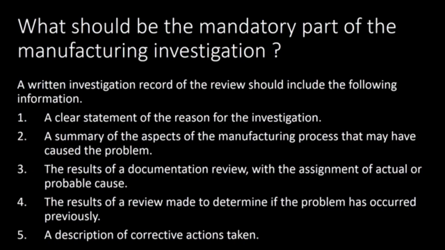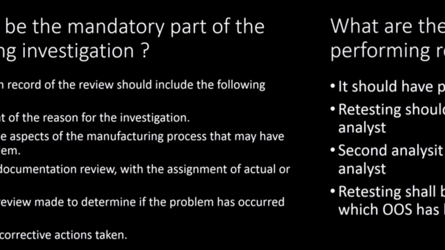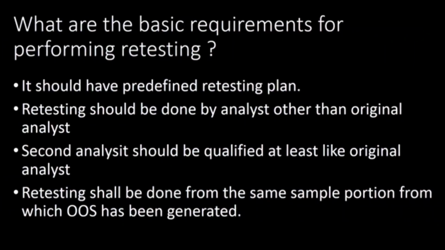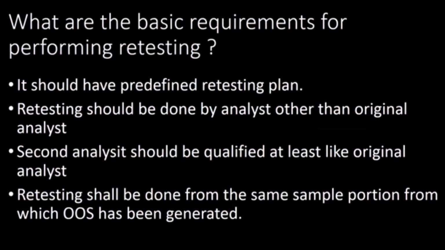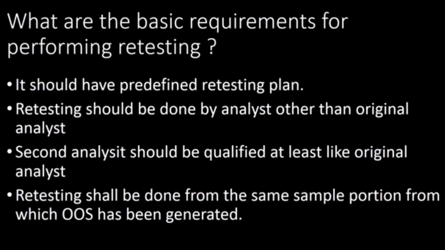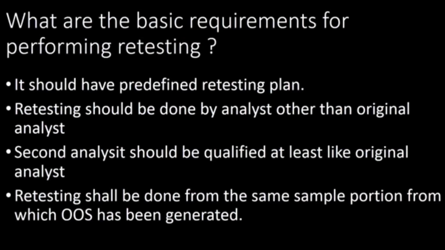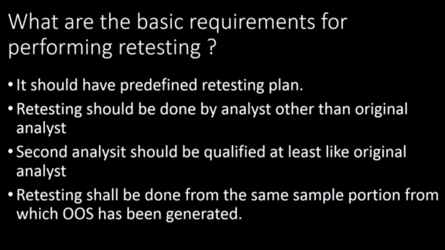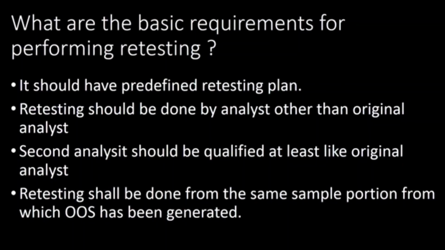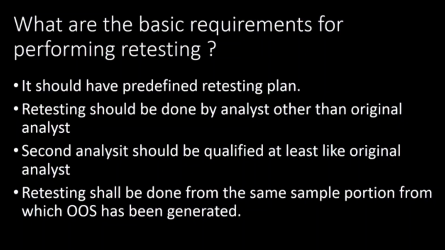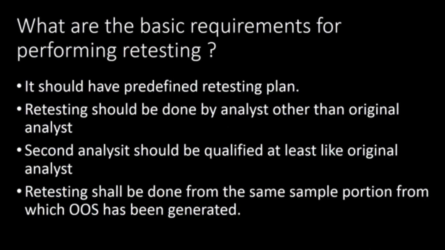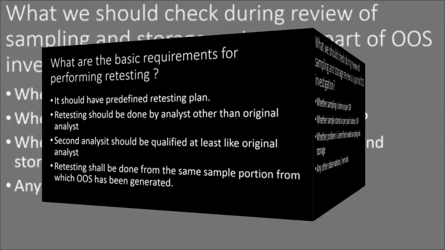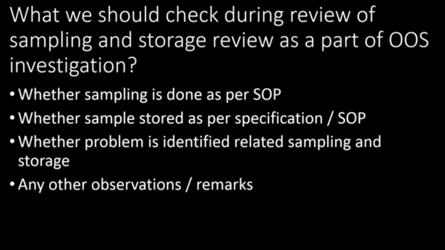What should be the mandatory part of the manufacturing investigation? A written investigation record of the review should include the following information. First, a clear statement of the reason for the investigation. Second, a summary of the aspects of the manufacturing process that may have caused the problem. Third, the result of a documentation review with the assignment of actual or probable cause. Fourth, the result of review made to determine if the problem has occurred previously. And fifth, a description of corrective actions taken.